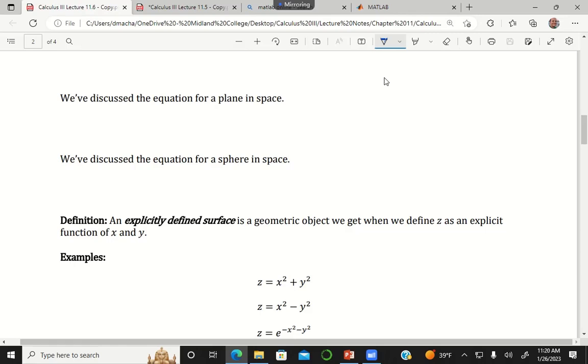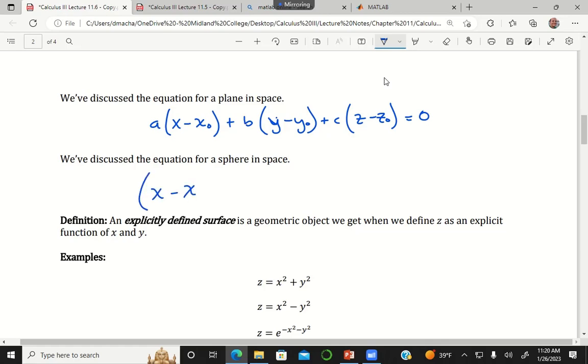The equation for a plane in space. Remember that equation was something like a times (x minus x naught) plus b times (y minus y naught) plus c times (z minus z naught) equals 0. We also discussed the equation for a sphere in space. So a sphere in space had this equation.